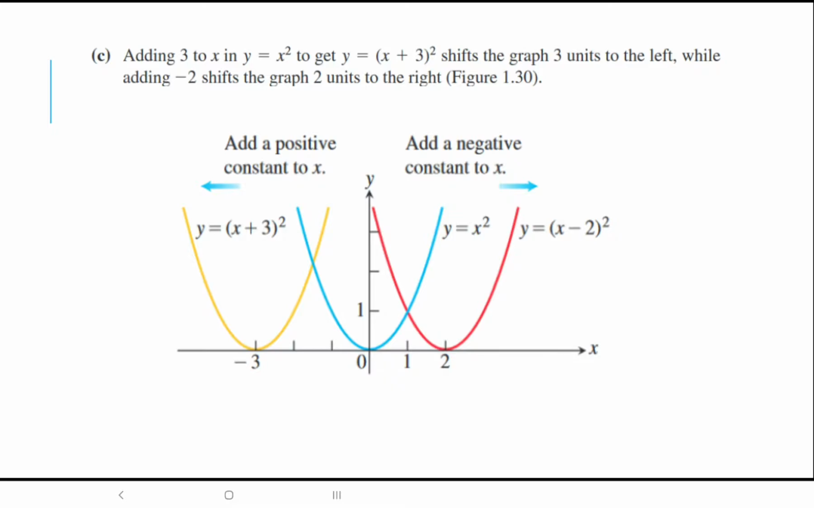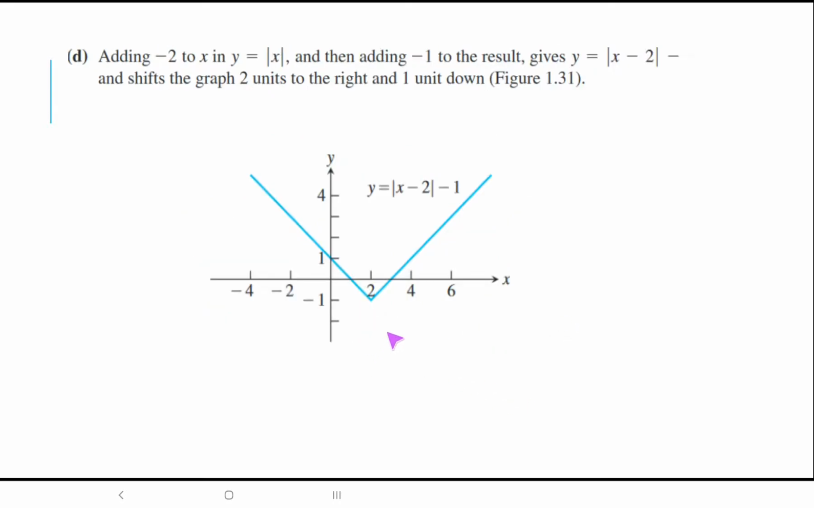So, we have the function y equals x squared. Okay, so pag nag-add tayo sa loob ng function mismo, for example, we get y equals x plus 3 squared. Okay, so nag-move yung graph natin 3 units to the left. And then, opposite yung nangyari pag nag-subtract tayo ng 2. Okay, so pag naglagay tayo ng negative 2 sa loob ng function natin, mag-shift yung graph natin 2 units to the right. Okay? And then another example here is the absolute value function.